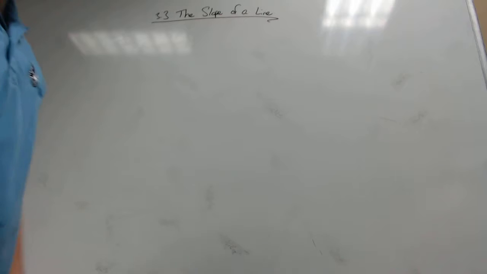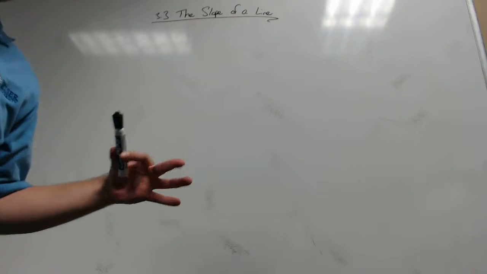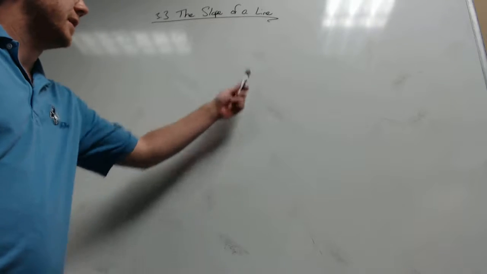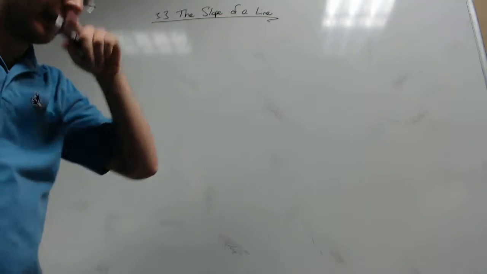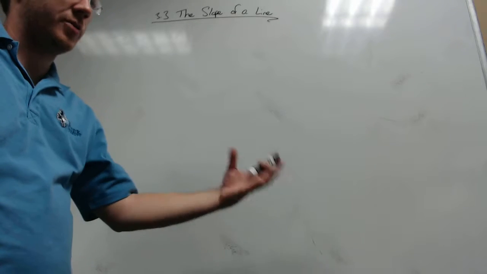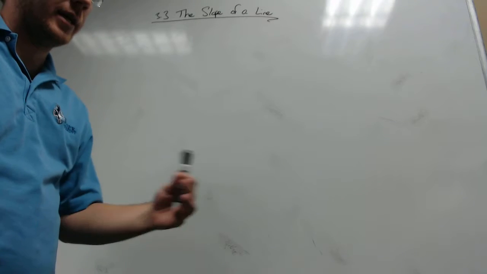Alright, next section is 3.3. We're going to talk about a specific characteristic of every line. Every line has something called a slope. Think of it as just some number that describes the way the line is going to look.